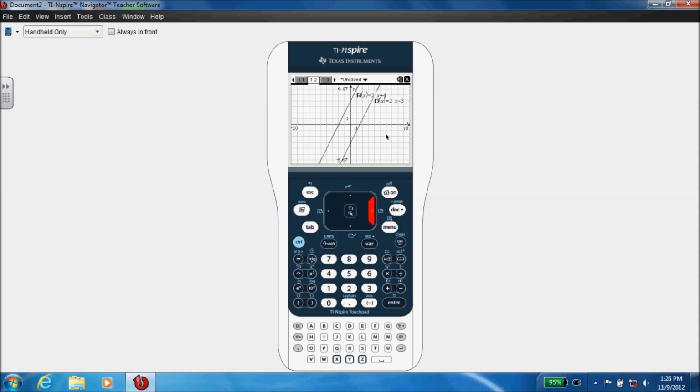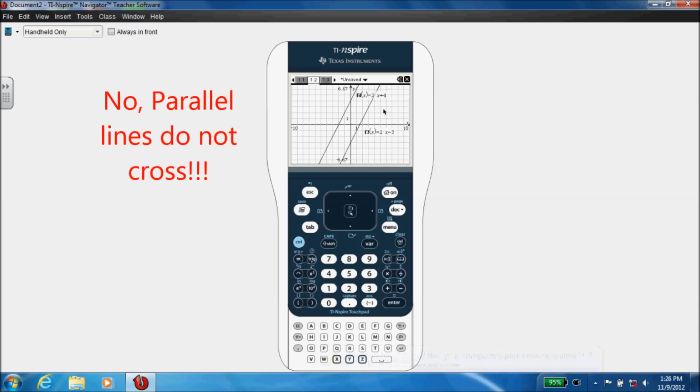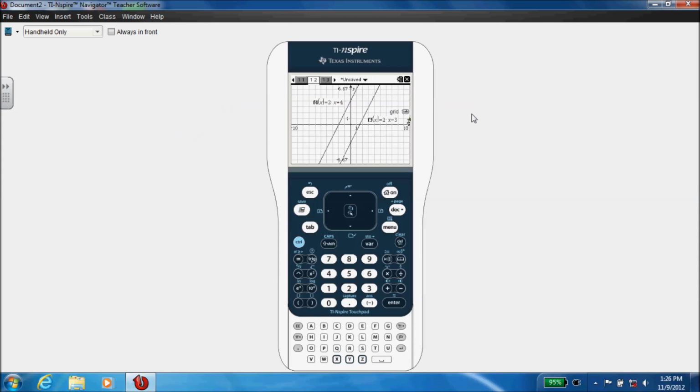And when I go to my next graph here, what I'm looking at is y equals 2x plus 4, and that's this line right here. And this line down here is y equals 2x minus 3. Well, what that means, and I'm going to move this label over here so you know which equation goes with which line. But you can see that these two lines, are they going to cross? No, they're never going to cross.